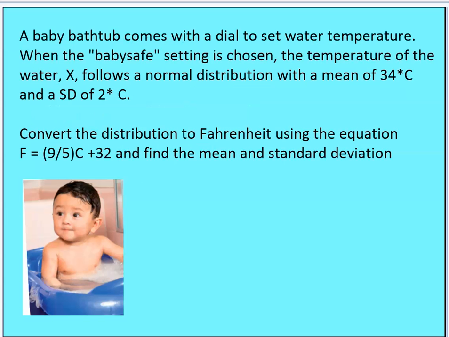All right, so a baby bathtub comes with a dial to set water temperature. When the baby safe setting is chosen, the temperature of the water, X, follows a normal distribution with a mean of 34 degrees Celsius and a standard deviation of 2 degrees Celsius. Convert the distribution to Fahrenheit using the equation F is equal to 9/5 C plus 32 and find the mean and standard deviation.